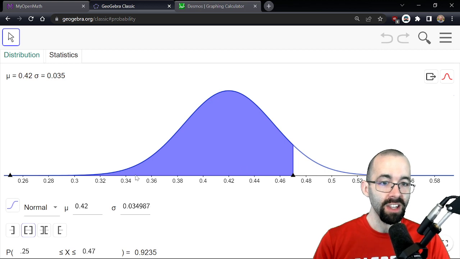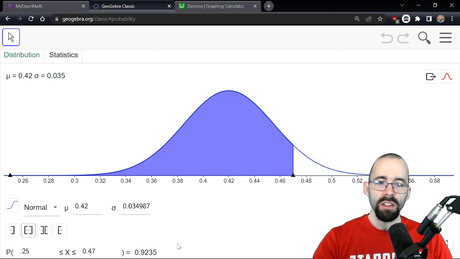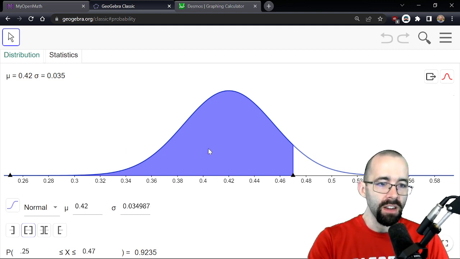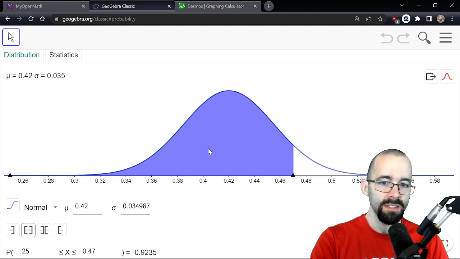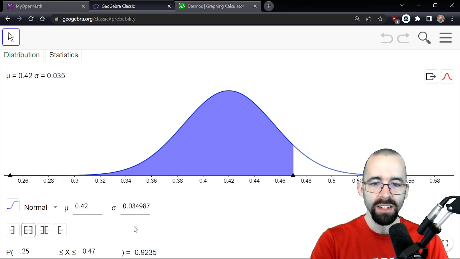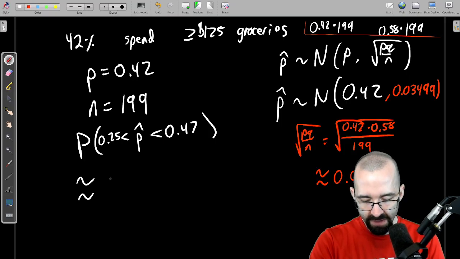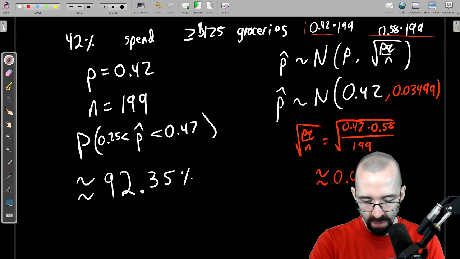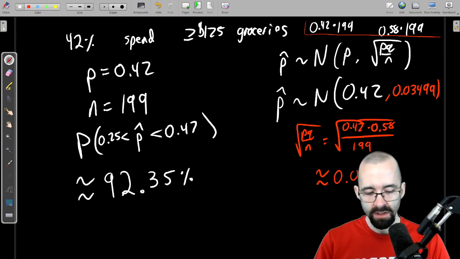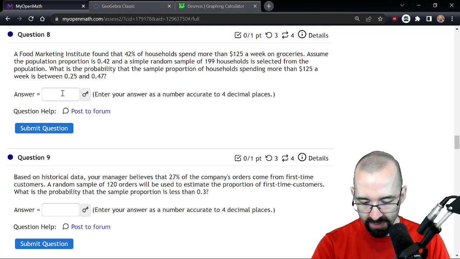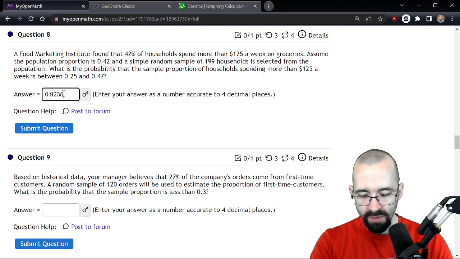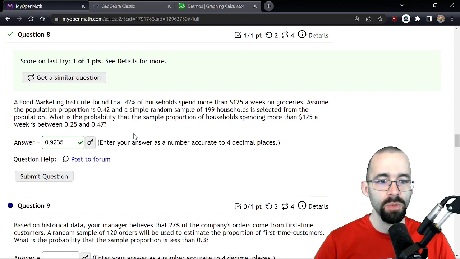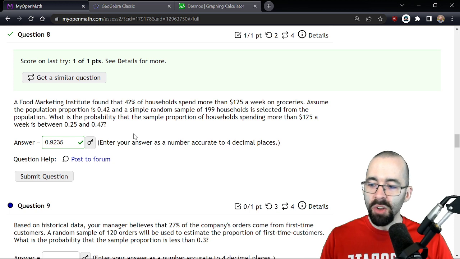0.25, really unlikely. 0.47, that's closer to the mean. It's going to be this shaded area. Area of a normal curve is its probability. And that's going to be about 92.35%. Pretty likely. All right, 0.9235 is going to be our answer. That's how you can approach these sampling distribution of proportions questions. Let me know if you have more questions.